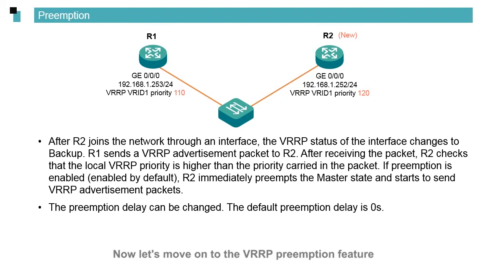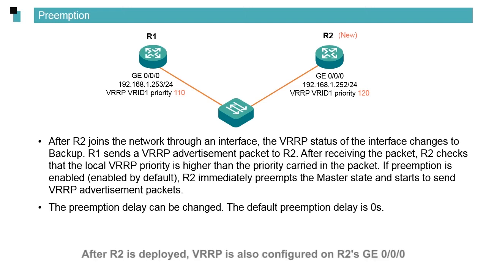Now let's move on to the VRRP preemption feature. In this example, R1 functions as a VRRP router connected to the switch. VRRP is configured on GE 0/0/0 with a priority of 110. Before R2 is deployed, R1 unconditionally becomes the master router.